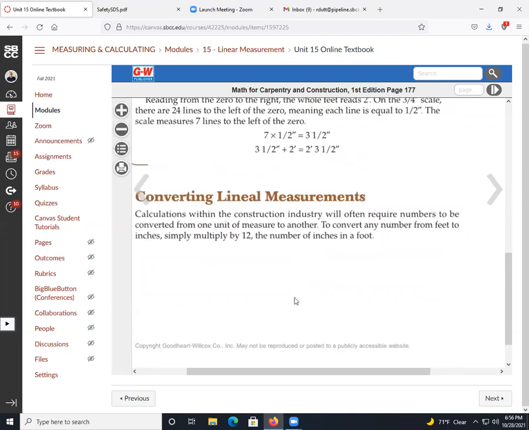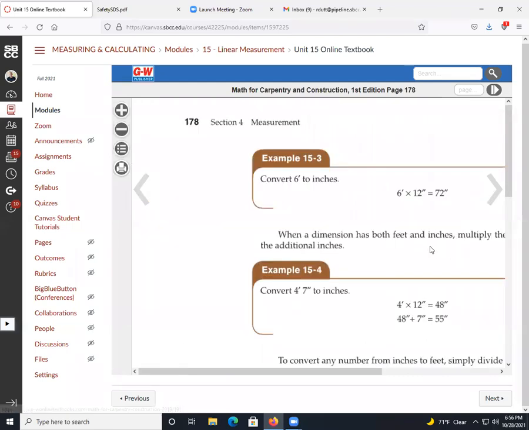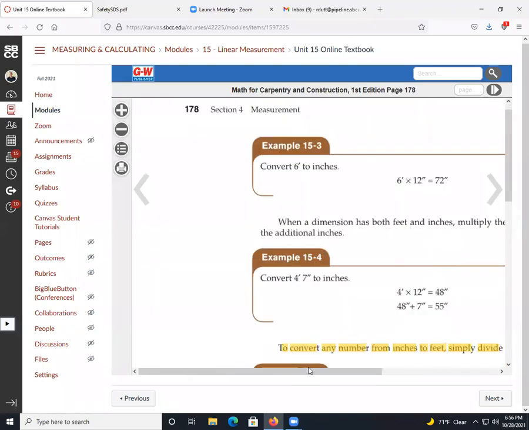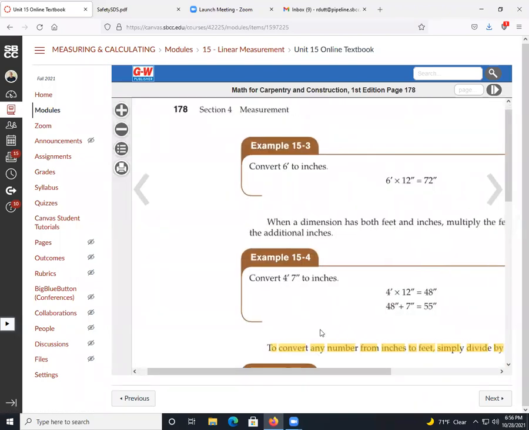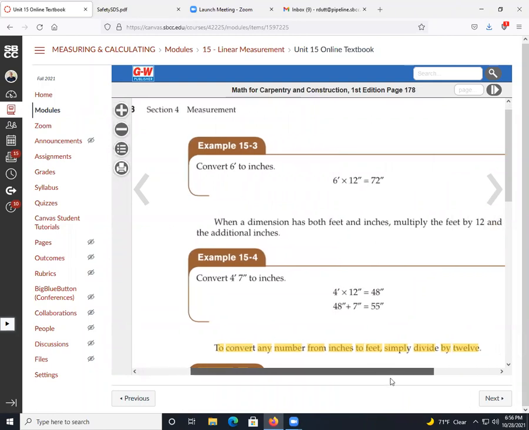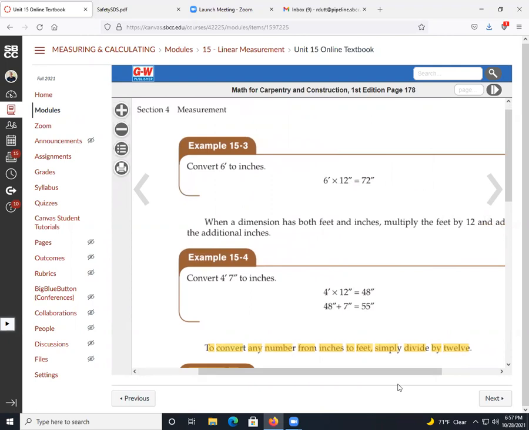Converting lineal measurements. Calculations within the construction industry will often require numbers to be converted from one unit of measure to another. To convert any number from feet to inches, simply multiply by 12. That's the number of inches in a foot. So for example, 6 feet to inches, pretty easy, right? 6 times 12, 72 inches, easy.